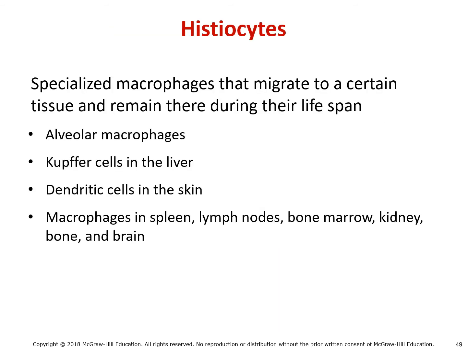And the fancy word that we have for the unique macrophages is histiocytes. A histiocyte is again a specialized macrophage that goes to a very specific tissue. Alveolar macrophages, as I just talked about, were found in the alveoli, associated with the respiratory pathway. Kupffer cells are routinely found in the liver. Dendritic cells are associated with the skin. And we also see lots of macrophages occupying things like the spleen, lymph nodes, bone marrow, kidneys, bone, and even brain.